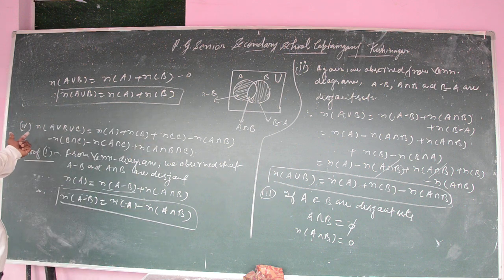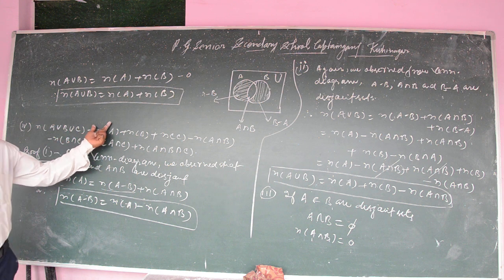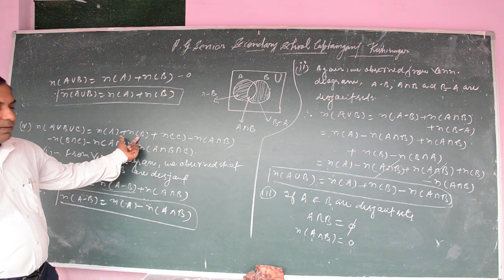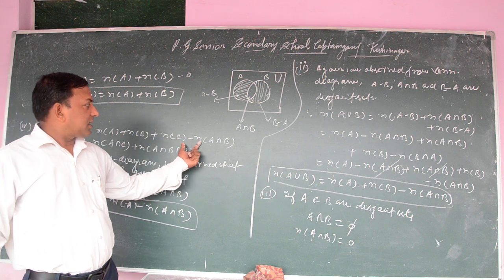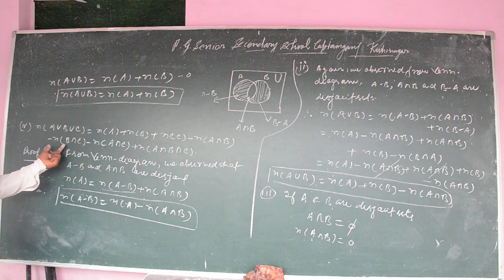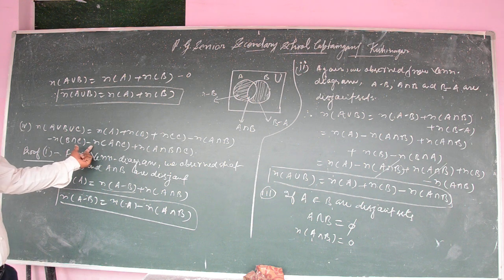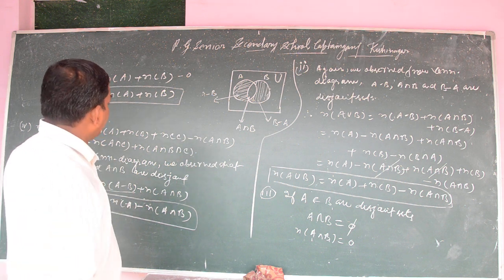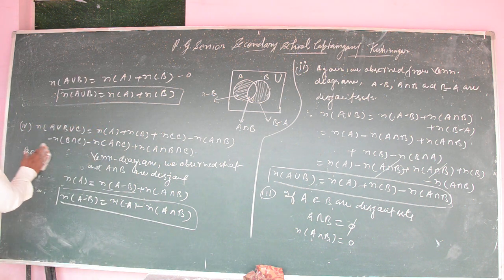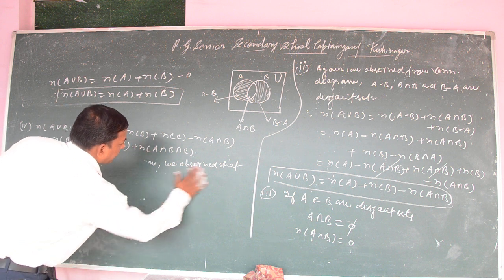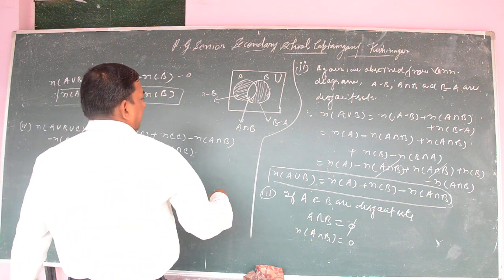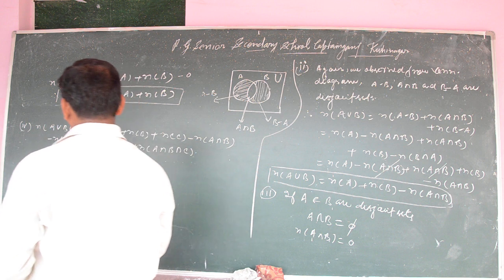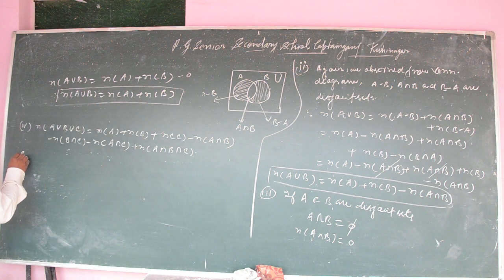Now the last, fourth formula: cardinal number of A union B union C equals cardinal number of A plus cardinal number of B plus cardinal number of C, minus cardinal number of A intersection B, minus cardinal number of B intersection C, minus cardinal number of A intersection C, plus cardinal number of A intersection B intersection C. Now let us prove this formula, again using the second formula. Proof of the fourth.